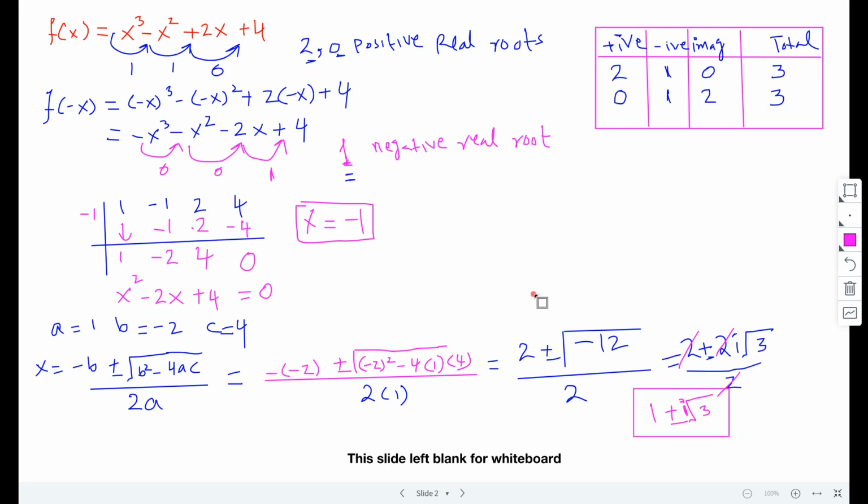So we have three final solutions: negative 1, 1 plus i root 3, and 1 minus i root 3. So which one of the predicted combinations is true? The second one is true. You can see one negative real solution and then two imaginary solutions. The first predicted answer is not true. So that's the end of the question.